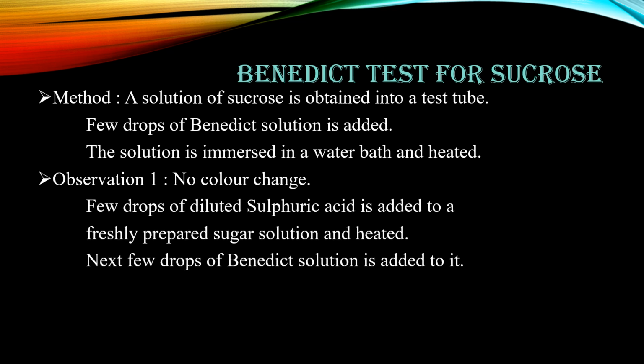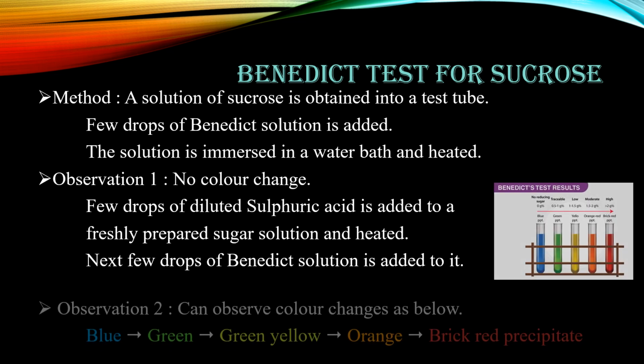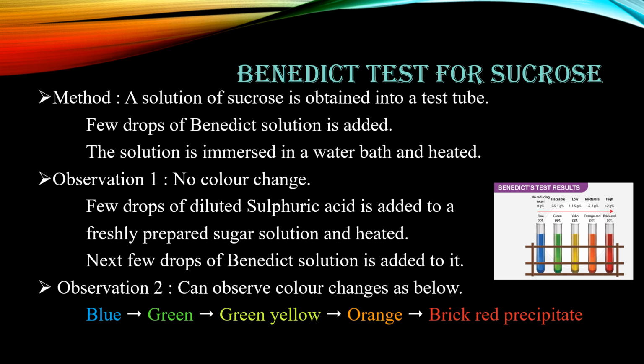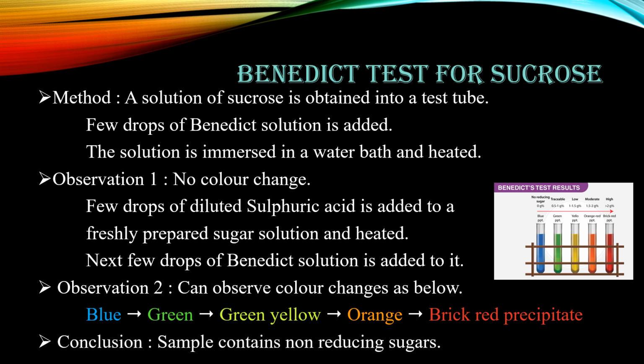Then, a few drops of dilute sulfuric acid is added to a freshly prepared solution and it is heated in a water bath. Next, a few drops of Benedict solution is added to it. Observation 2. We can observe the color changes as below, from blue, green, green-yellow, orange, and to a brick red precipitate. So this concludes the sample contains a non-reducing sugar.